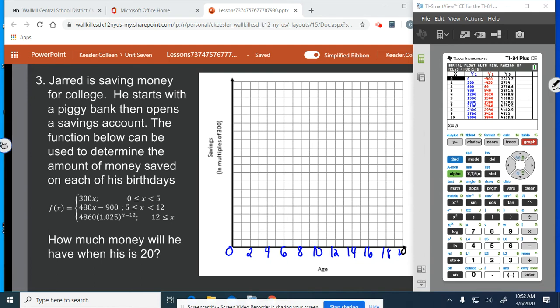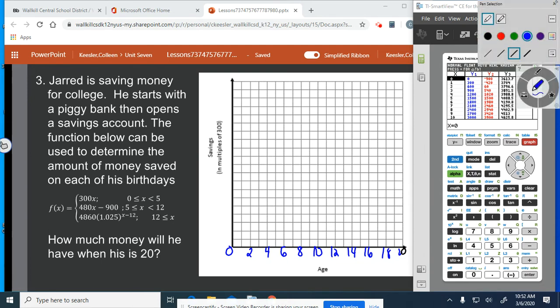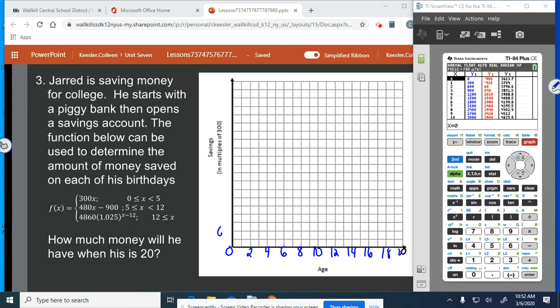Then we have our savings and multiples of 300. So we're going to do every other by 600. So we get up to 6,000. All right, so now we can start graphing.